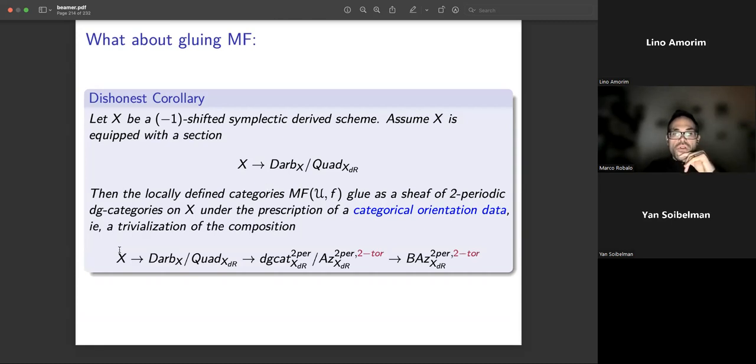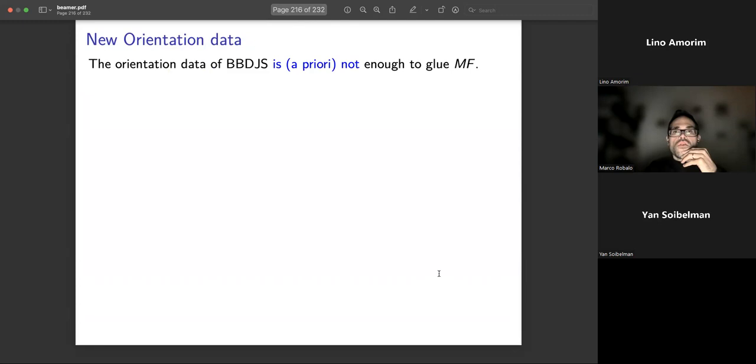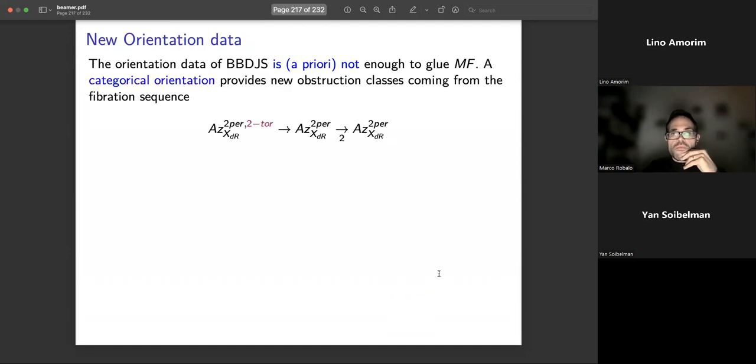First of all, we would need, as we had for perverse sheaves, a map from X all the way to this BAzumaya, 2 torsion, 2 periodic. And what we need is to trivialize this composition. But this information of this map from X to BAzumaya is too complicated. It has more classes than just the class of Joyce. So the upshot is that the orientation data that we had before is not enough to glue MF.